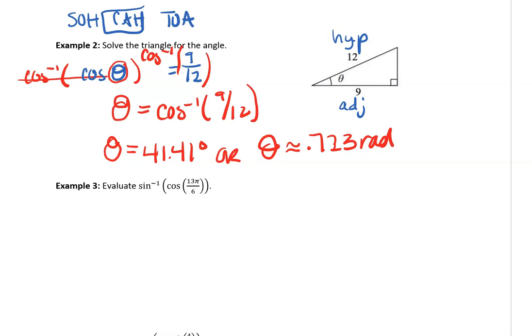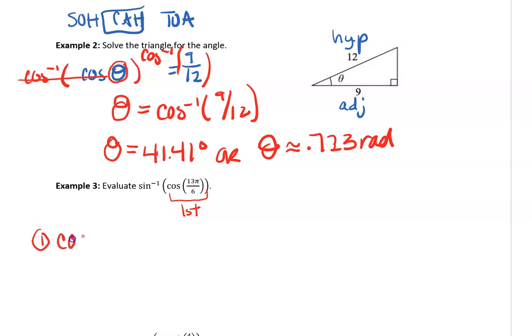Now, this next one, we're going to have to work from the inside out. We want to evaluate arc sine of cosine of 13 pi over 6. And so to evaluate something like this, you're going to work from the inside out. First, we're going to figure out what is cosine of 13 pi over 6. Based off that result, we'll be able to do arc sine to figure out the angle that we want. So first, we're going to do this inside part.